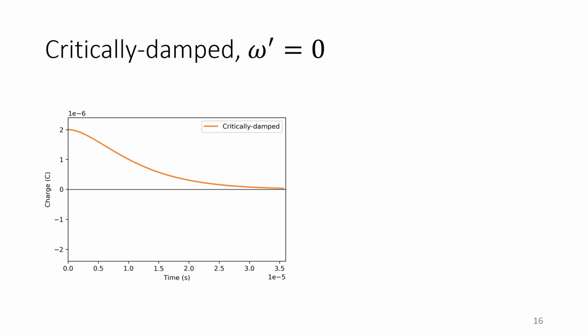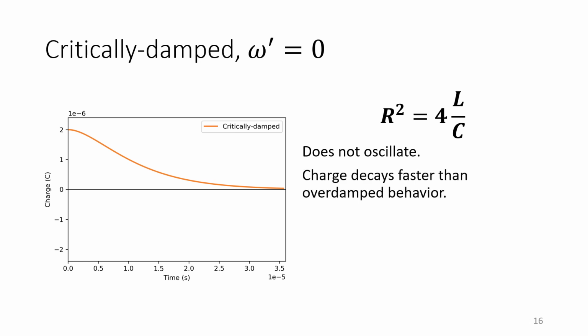Moving on to the second case, we consider a condition where R takes on a specific value, R squared equals 4L over C. This makes the omega prime term equal to 0, and then it leads to a solution where the cosine term is rendered useless. So we can't really apply the function that we used for the underdamped case. No oscillation will be present in the system. The behavior of the capacitor charge would then be a quick but smooth decay to very low values. At the start, you have your initial charge here, and eventually it tapers down until it reaches 0, keeping in mind that the charges will never actually be negative.